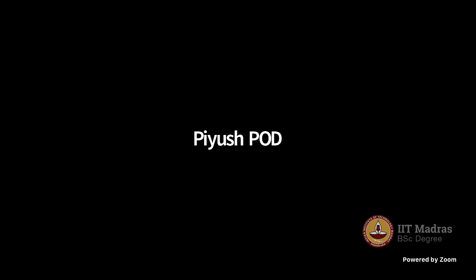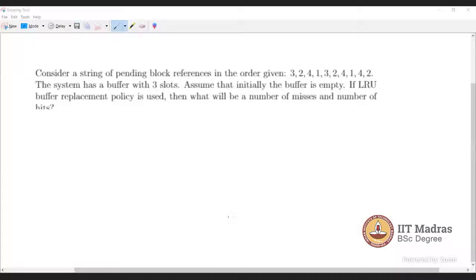Can anyone tell me the arrangement of these blocks? There are 3 slots, right? Yes, S1, S2, S3, and initially everything is empty. So we have to enter 3, which is a miss for us.